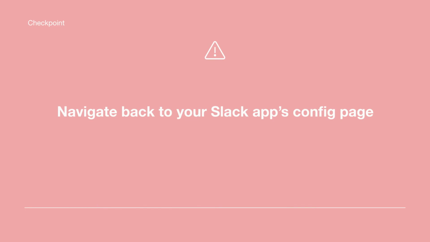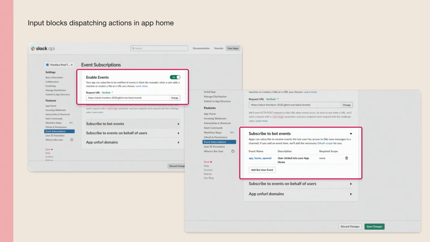Let's explore some other cool new things that we've released recently. Navigate back to your Slack apps config page. Let's set up App Home and experiment with input blocks dispatching actions. Go to the app config page and click on Event Subscriptions. Your event subscription URL will be your Glitch project's URL. You can find this in the logs.